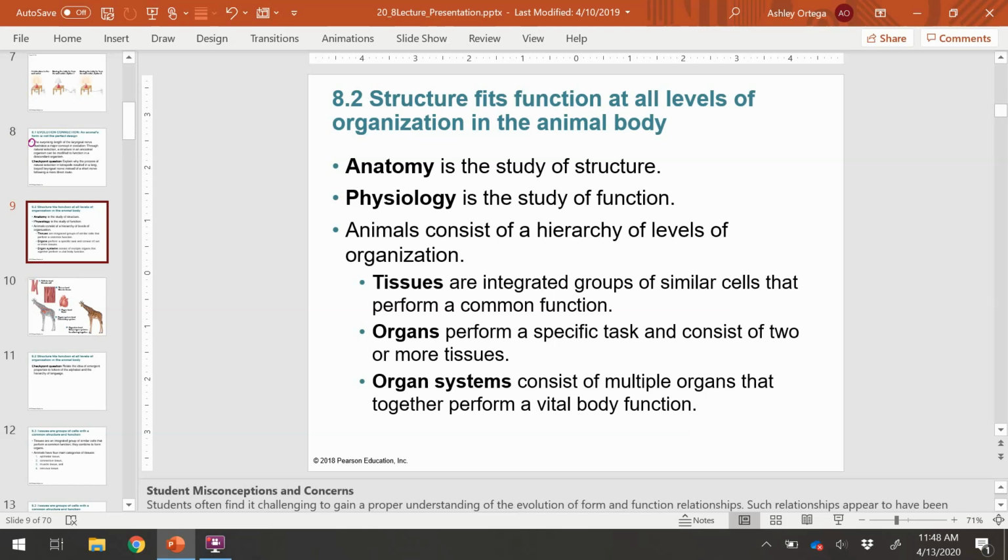Next, multiple tissues come together to form organs. Organs will perform a very specific task and consist of at least 2 tissues, usually more, or all 4 tissues can be found in an organ. And then organs join together to make up organ systems that will perform a vital body function. These are things you'll want to be able to define.